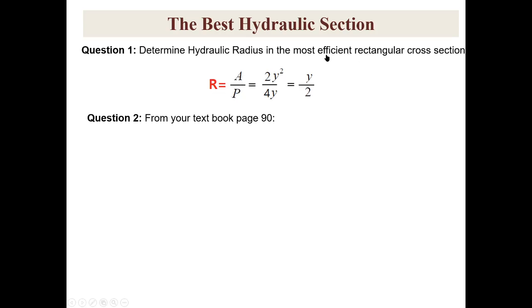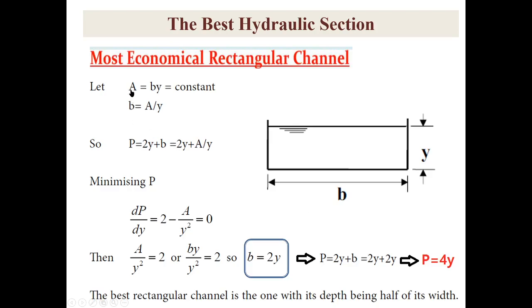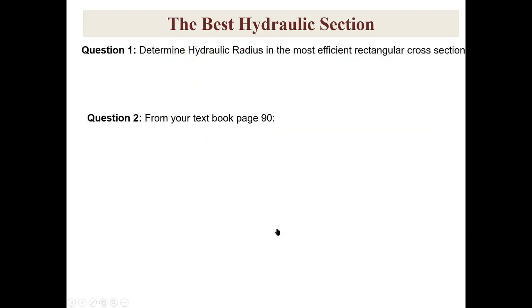And when the question is about the best or most efficient rectangular cross section, from the previous slide, we can say that A equals B times Y, and that B is 2Y, therefore A equals 2Y times Y, so A equals 2Y squared. And in the previous example, we saw that for the most effective rectangular cross section, the wetted parameter always equals 4y. Again, if you cancel out this power with y, what is the remaining? And you can cancel out these two with 4. Actually, you will have 2 here and y here.